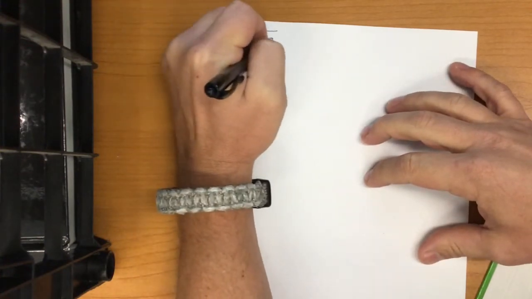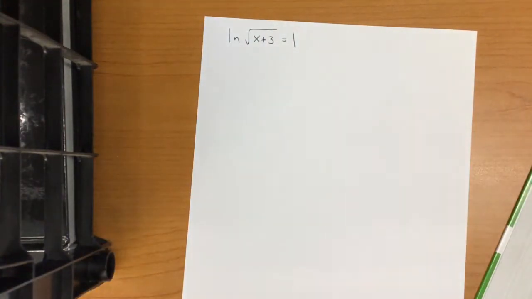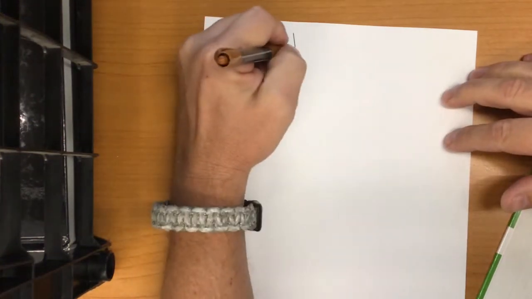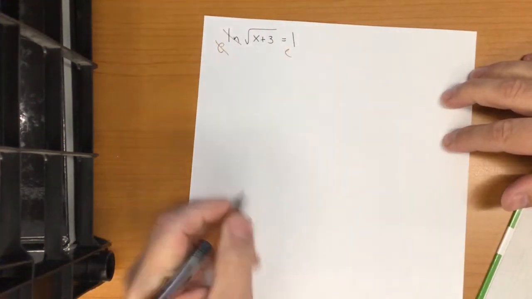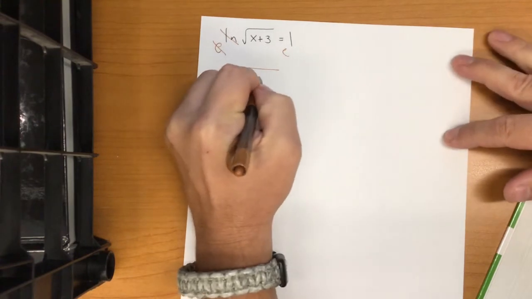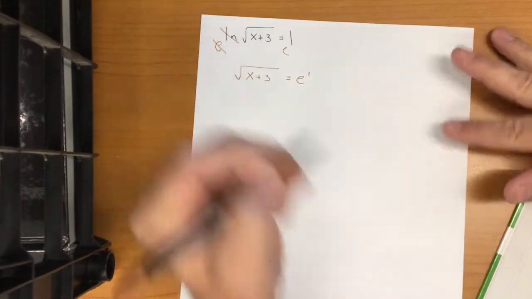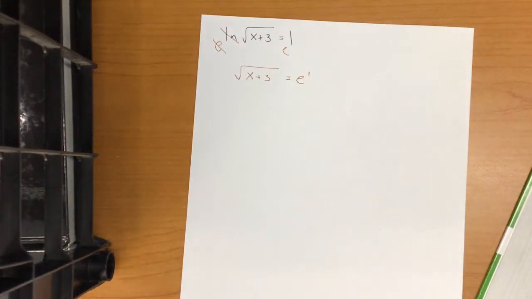So the first one I grabbed was this one. So this is an exponential, this is a log function. We're trying to get rid of ln. So we know the easiest way to get rid of ln is raise e to both sides. So we're going to do e to both sides. That's going to cancel out. So we're going to get the square root of x plus 3 equals e to the first power, or just e. From here, it's a pretty straightforward equation.